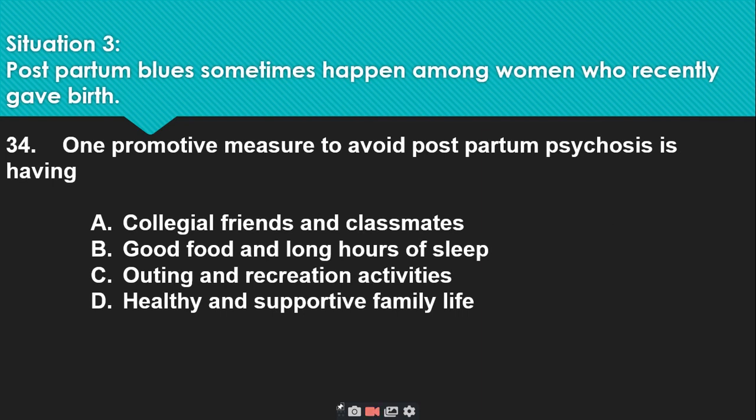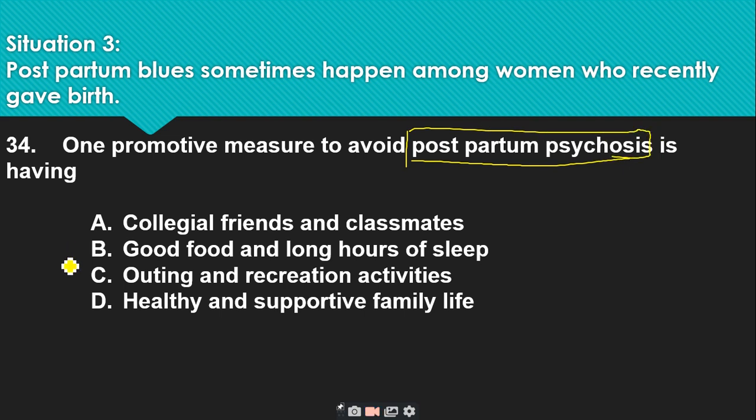One promotive measure to avoid postpartum psychosis is having A. Collegial friends and classmates. B. Good food and long hours of sleep. C. Outing and recreation activities. D. Healthy and supportive family life. Of course, we're addressing here psychosis. Take into consideration that we're talking here about psychological problems.